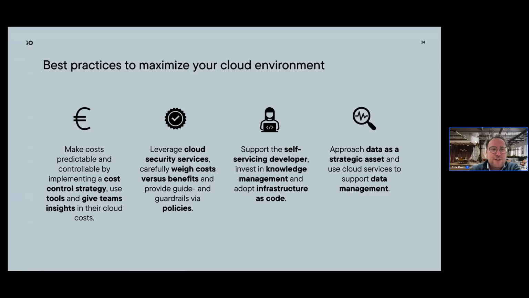So the first one is to make the cost predictable, and also controllable. So define a cost control strategy. So how do you deal with costs? Give the teams the insights and the visibility on those costs. So make them part of the solution in order to get more cost efficient. And provide them with the right tooling to do that. That will definitely help in making those costs more predictable and reducing the waste that is there.